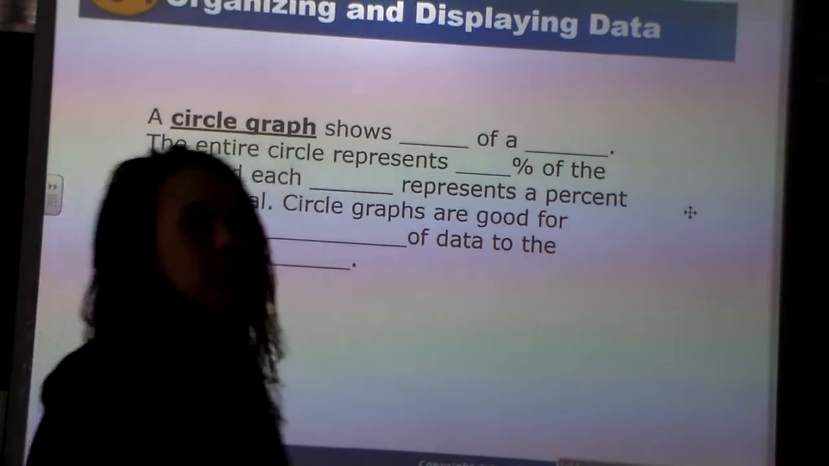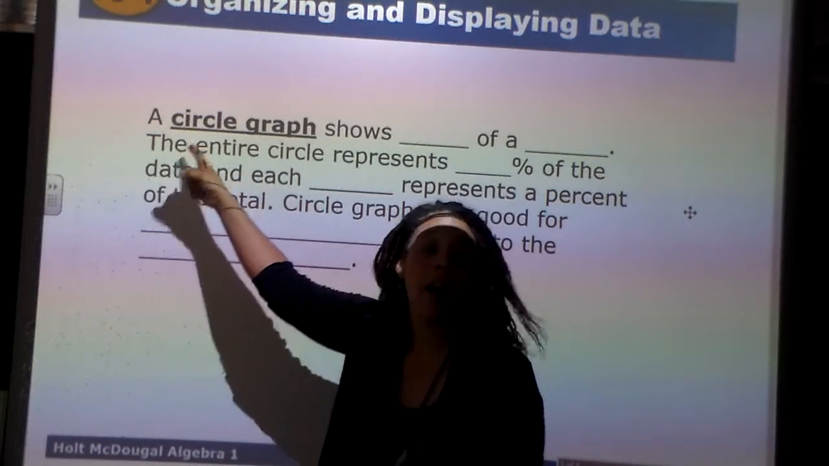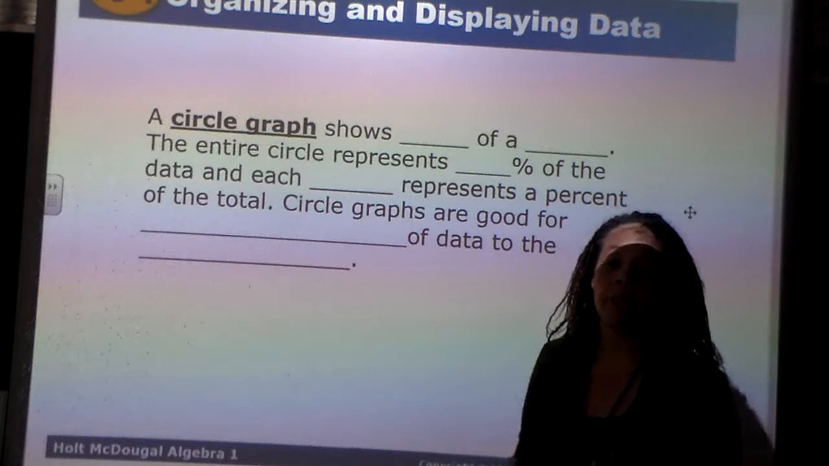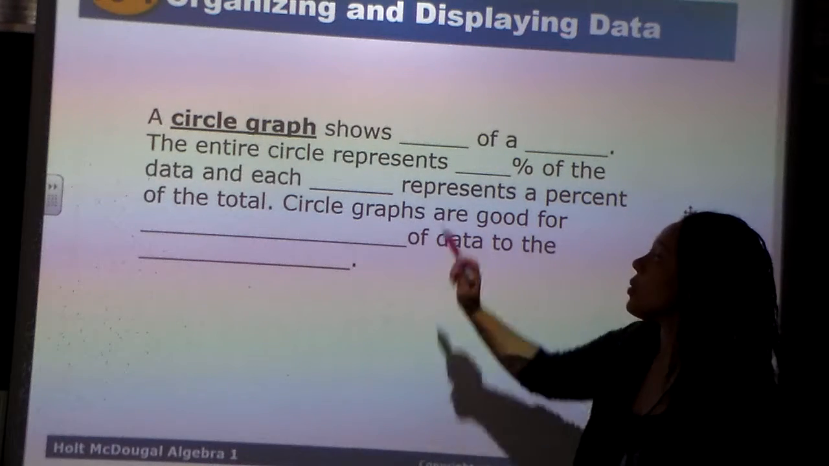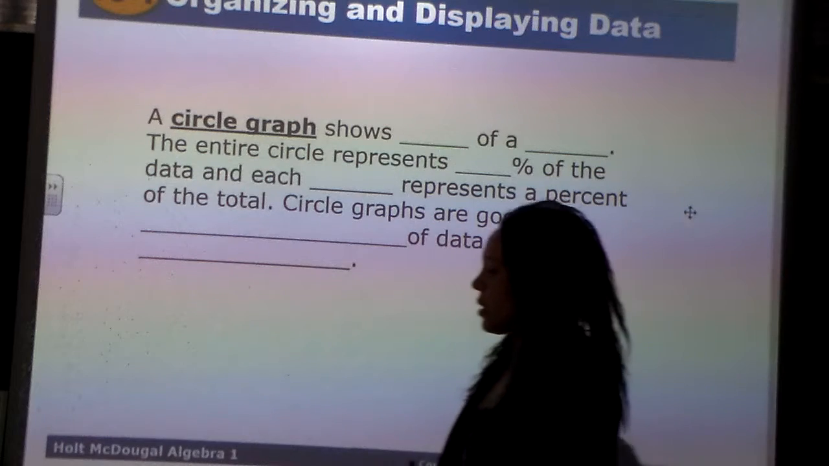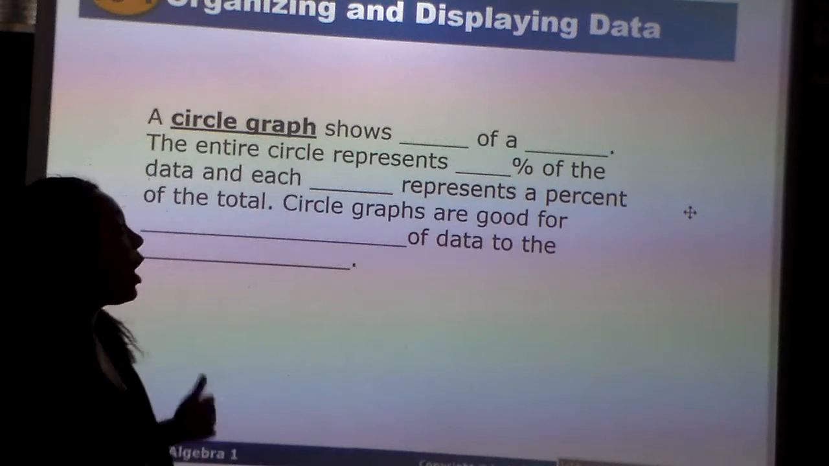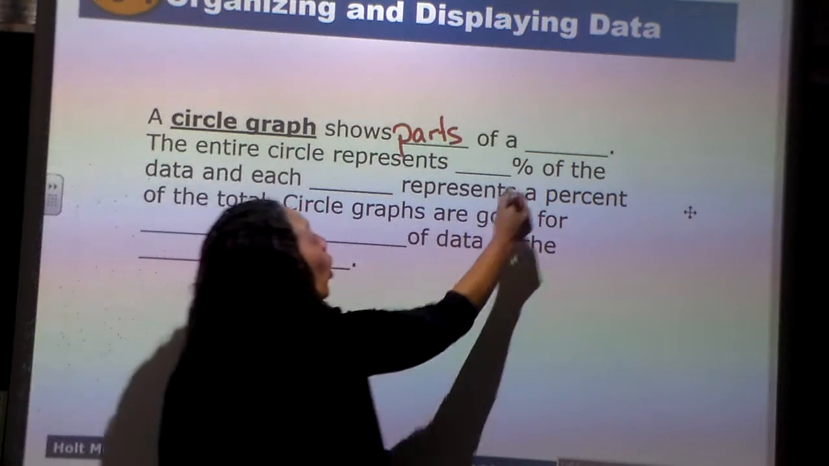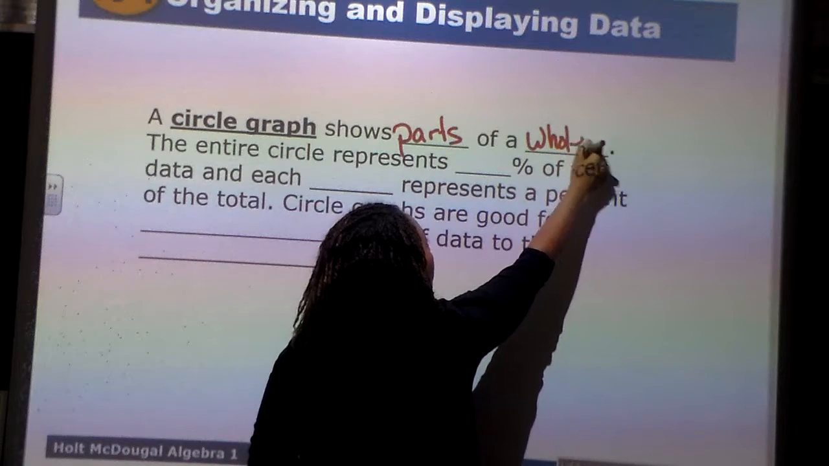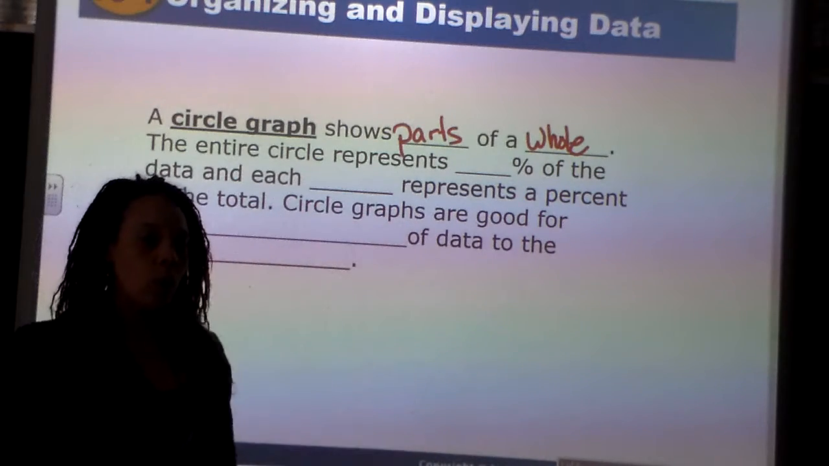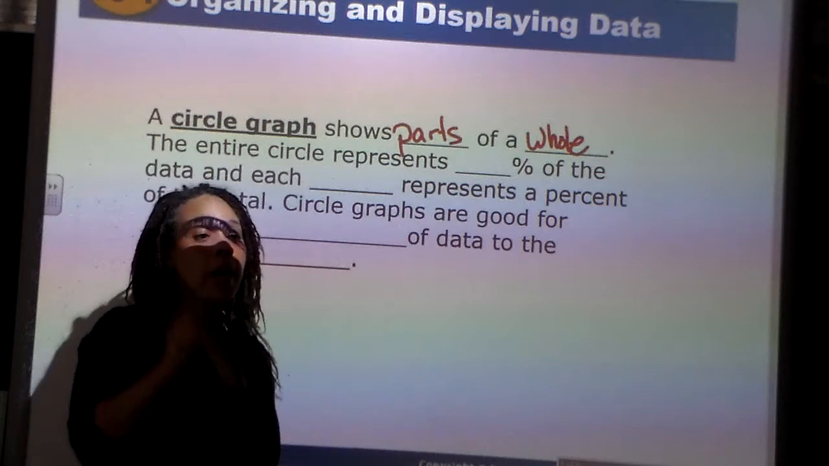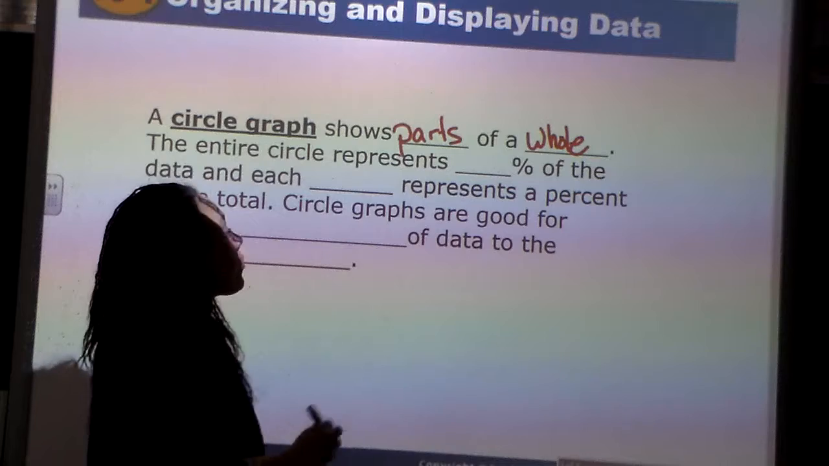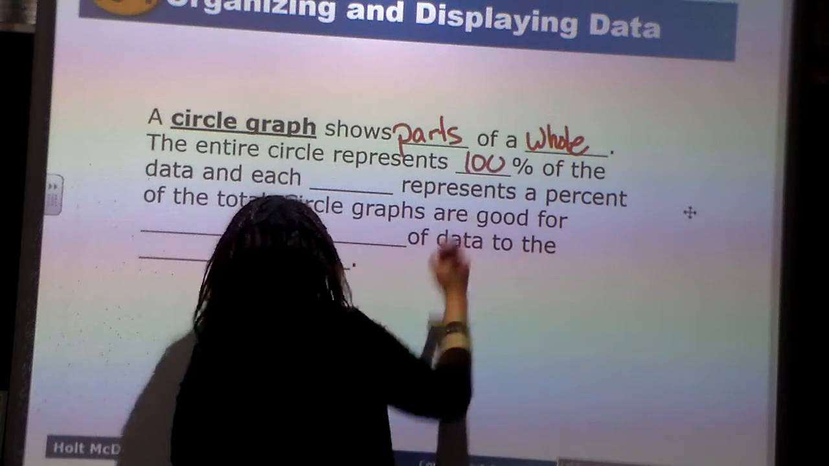The next graph choice that we're looking at is the circle graph. The circle graph has some key features that are different from a bar graph and a line graph, and a different purpose for using them. A circle graph is going to show you parts of a whole. So you'll have a whole, let's say a category, and what are the parts within that category. The entire circle graph represents 100% of the data.